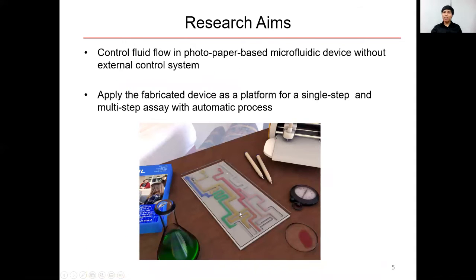That's why in our lab, we try to make a small portable device that can deliver the sample sequentially to the area that we want. In this case, we want to control the fluidic flow in the paper-based microfluidic device without using an external control system. When we develop those small-scale and portable devices, we will use them for various applications, including single-step assay and multiple-step assay with automatic process.